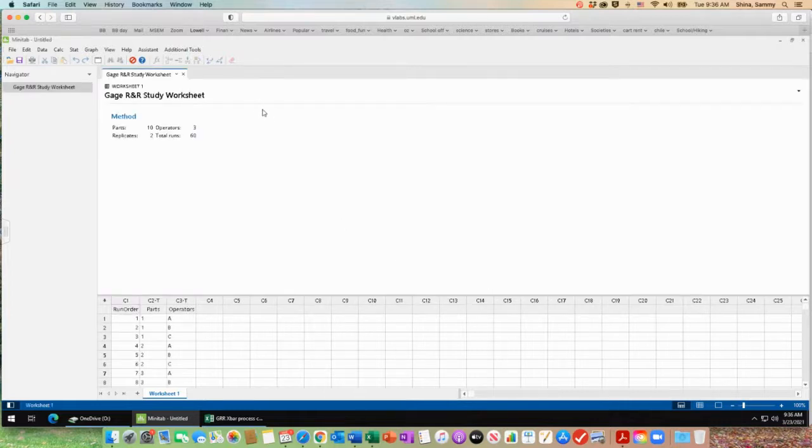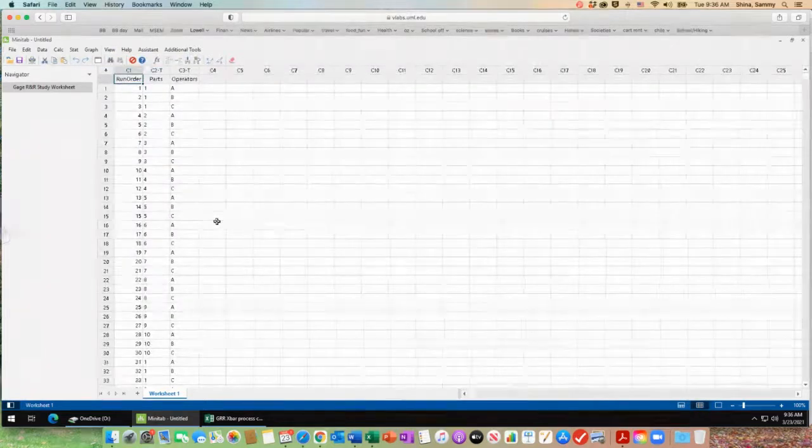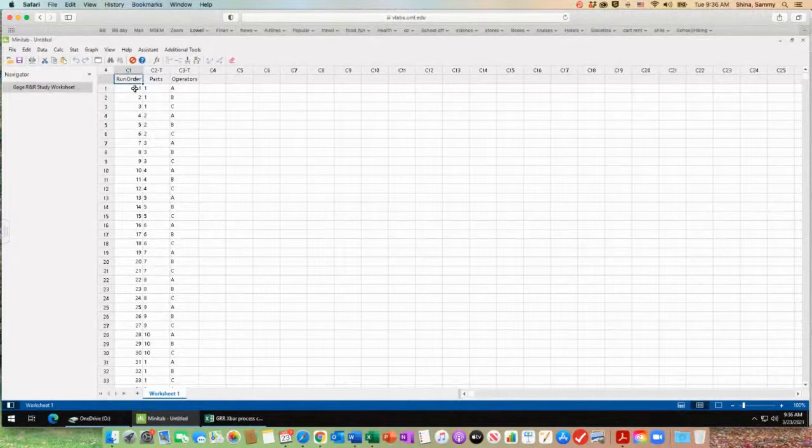So okay, okay. What happens is it says it's a GR&R study, with 10 parts, 3 operators, 2 replicates, total 60. This is what we already did. Now, what you do is you go to View at the top and select data only, and this is the data they did. So you can see the run order up to 60, the parts, and every part is measured by 3 operators.